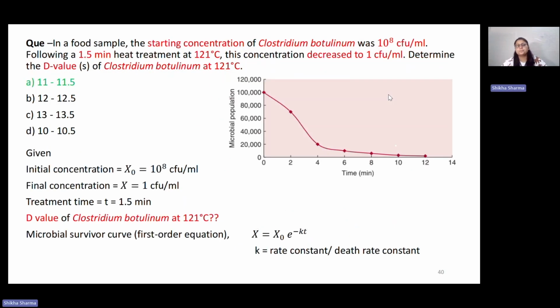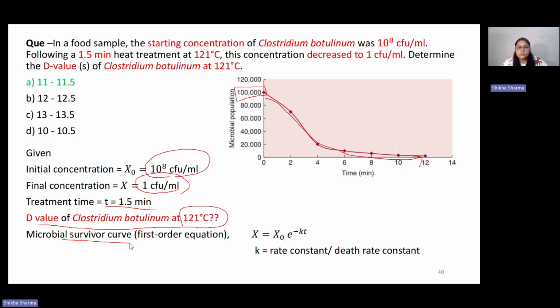Okay, let's see. The microbial count is initially higher, and with the heat treatment, the microbial population comes down, as we can see in the microbial survival curve. The initial concentration is 10 to the power 8 CFU per ml, the final concentration is 1 CFU per ml, and the treatment time is 1.5 minutes. We need to find the D value of Clostridium botulinum at 121 degrees Celsius.